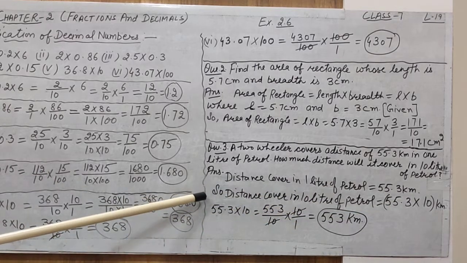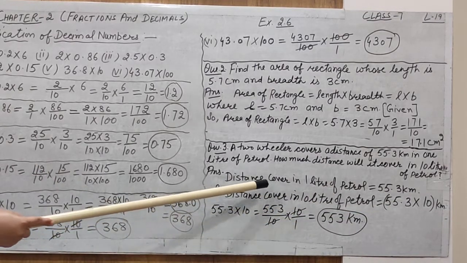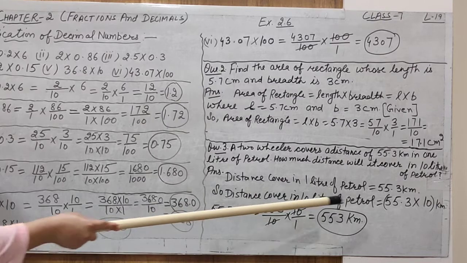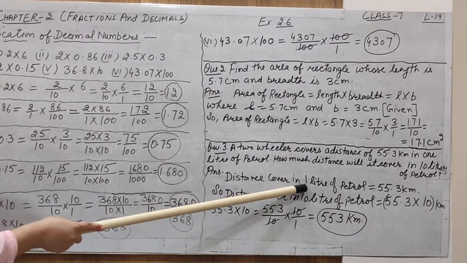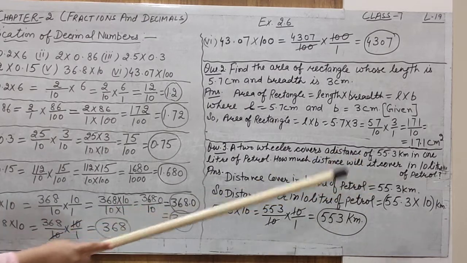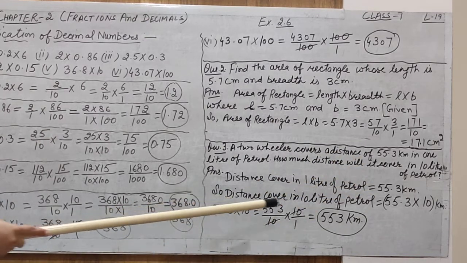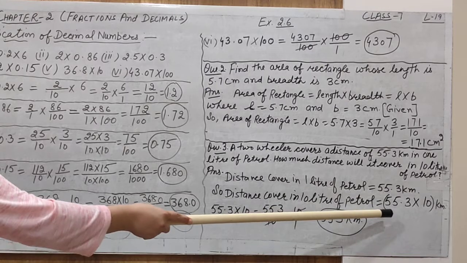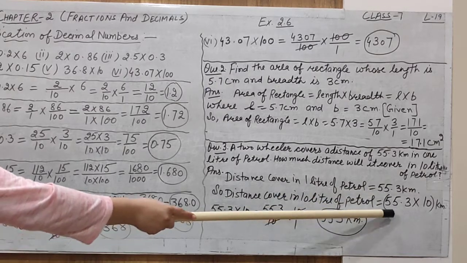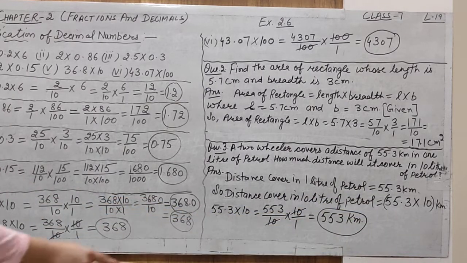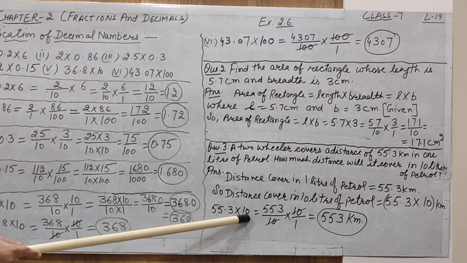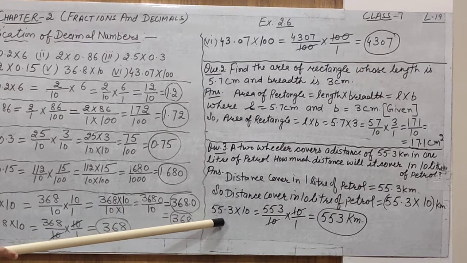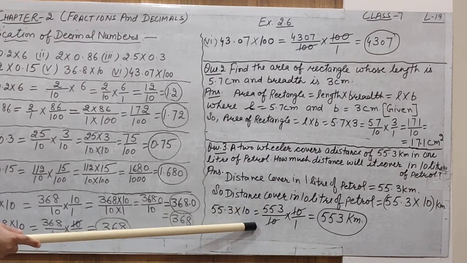As I told you in the fractional numbers, when the quantities are greater, you have to multiply the quantities. So distance covered in 1 liter of petrol is equal to 55.3 and distance covered in 10 liter of petrol is greater than the previous one. So you have to multiply. So 55.3 is multiplied with 10. And how can we multiply a decimal number with the whole number? Change the decimal number into fractional number first of all.